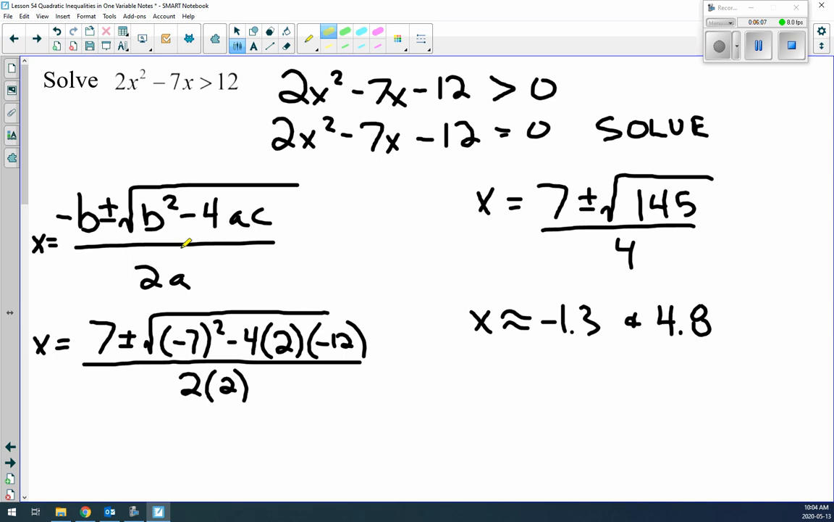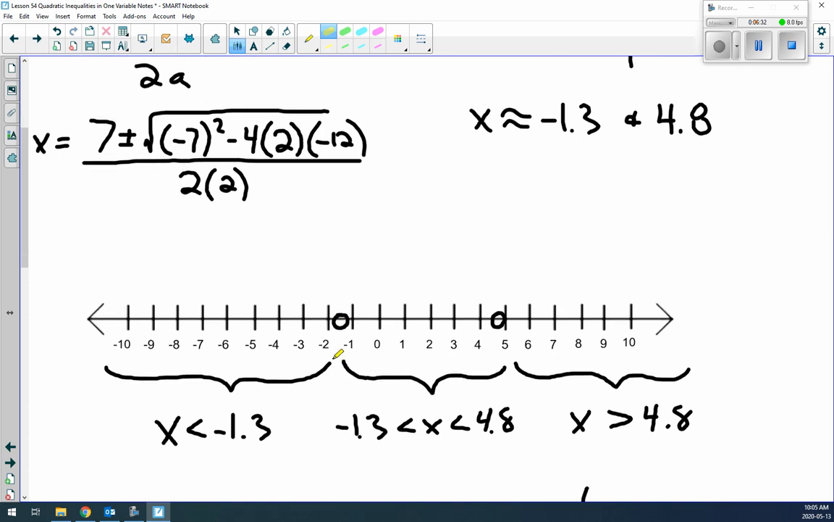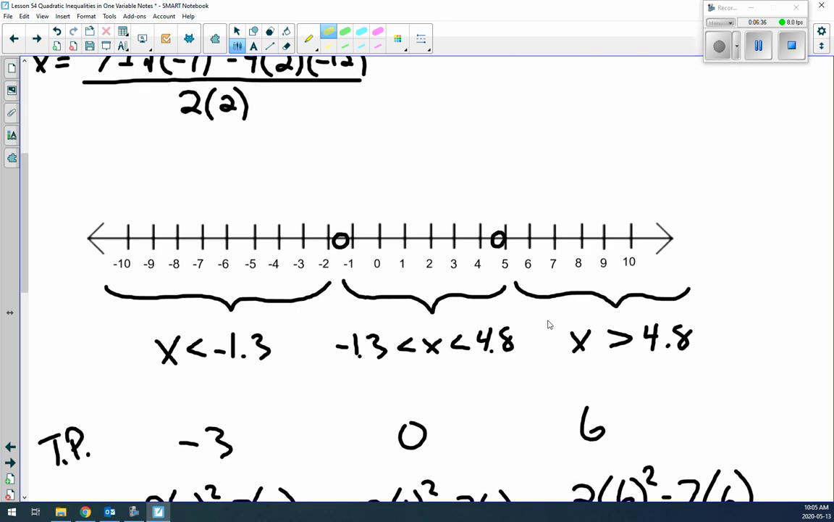So we pull it out, plug in all the numbers. Once we do the quadratic, we end up with 7 plus or minus square root of 145 over 4. Well, how the heck do you put that on a number line? Well, what I did is I did some approximations. Grabbed my calculator and did approximations. So negative 1.3 and positive 4.8. That's just to help us make a visual image of this. So there's our number line. We put our points on there. There they are. Open circle because it's greater than.